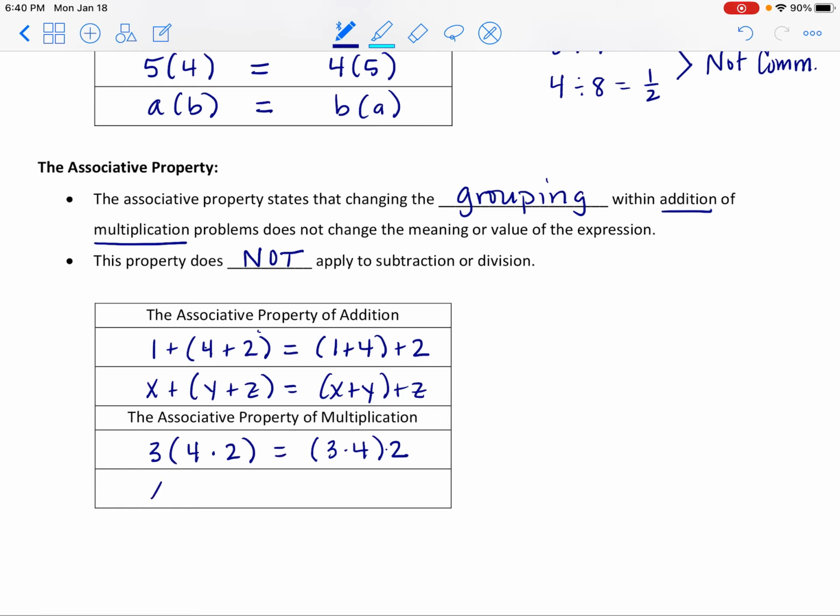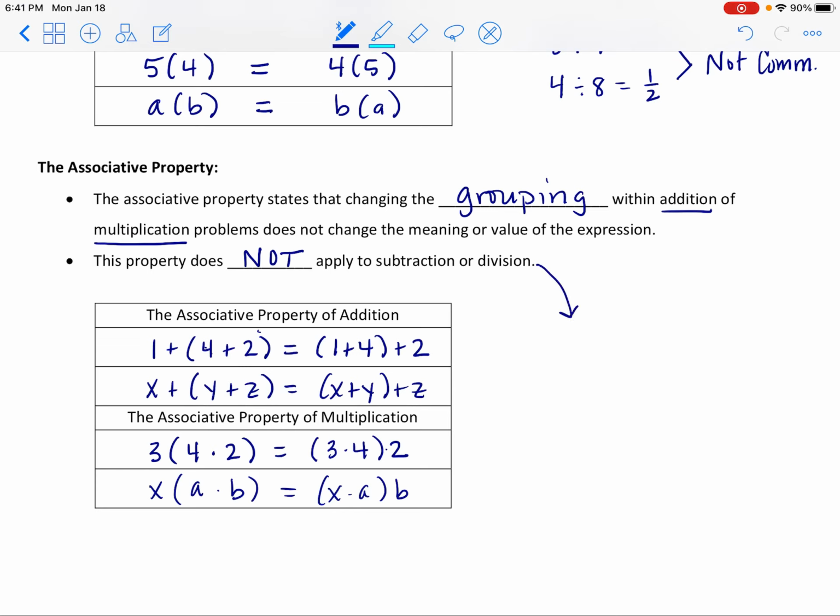So with multiplication and variables, maybe x times (a times b) is going to be equal to (x times a) times b. Okay, now notice in these examples here, the order hasn't changed. So it's 1, 4, 2, 1, 4, 2, x y z, x y z, 3, 4, 2, 3, 4, 2, x a b, x a b. We changed the order for the commutative property. We changed the parentheses, or the grouping, with our associative property. And again, this does not apply to subtraction or division.